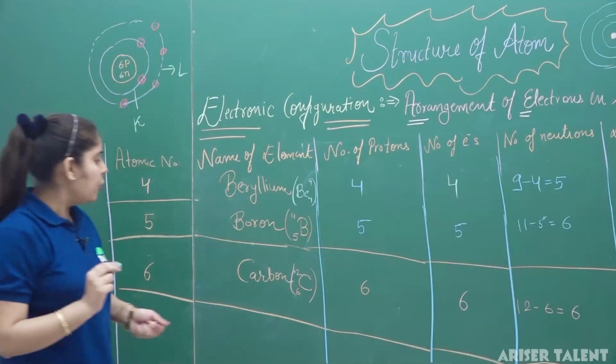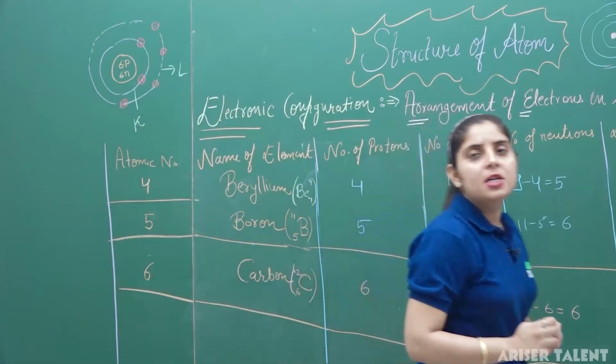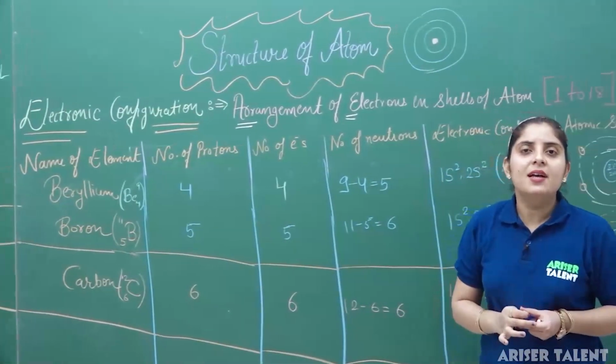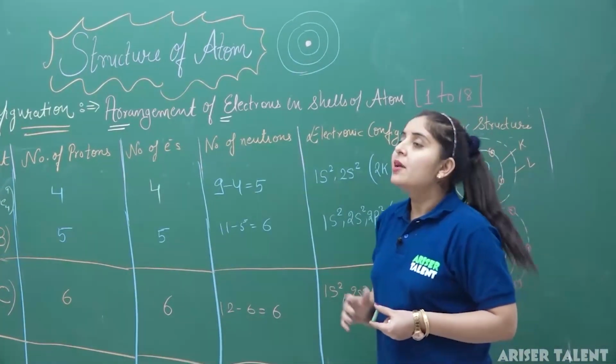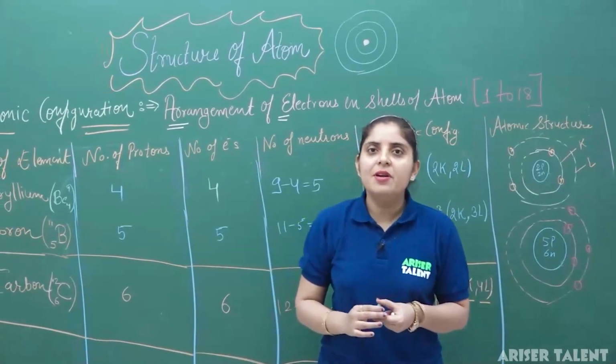So this is the electronic configuration of elements from 1 to 6. We will discuss the atomic structure and electronic configuration from 1 to 18. So the rest of the elements we will discuss in our next class.